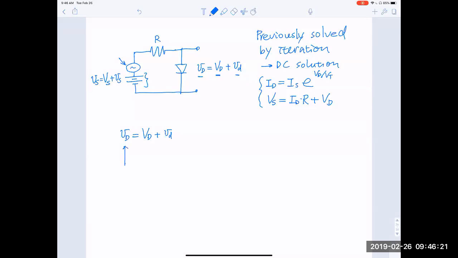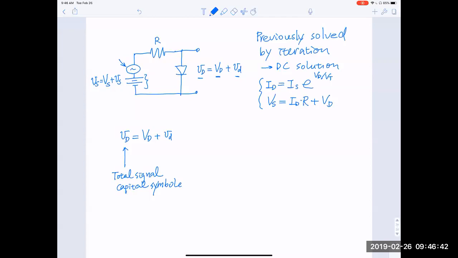The small letter with capital subscript means total signal. This is not arbitrary. Just note that they are all different. If both are capital, this is DC. Usually it's reserved for bias, like a 3-volt battery that you apply, or the voltage drop across the diode when you solve the equation, which is 0.72 volt, for example.